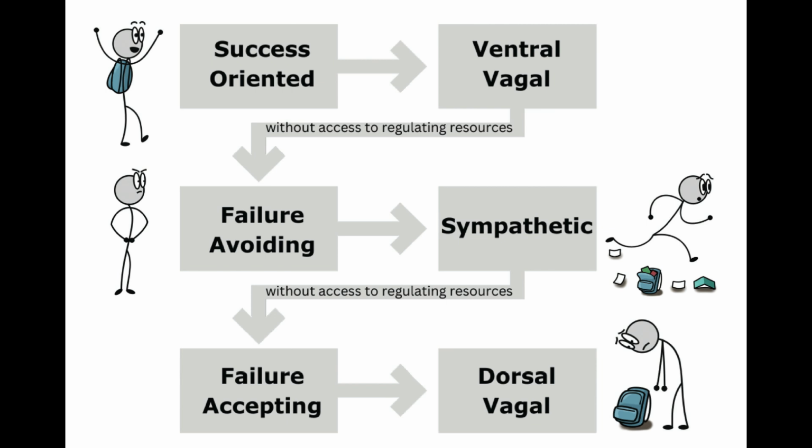The image on the page depicts a success-oriented student in ventral vagal, but without access to regulating resources, they move down into failure-avoiding and may elicit a sympathetic response. And without access to regulating resources in sympathetic, they may go into failure-accepting or dorsal vagal.